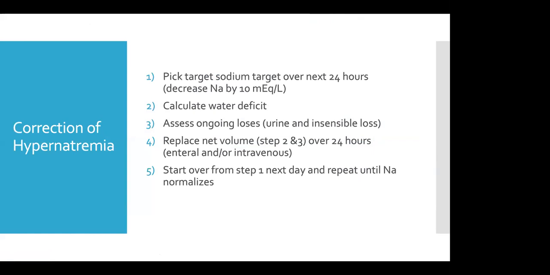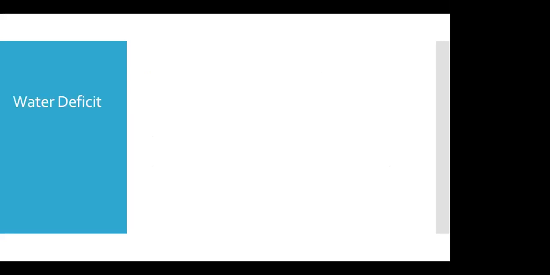So when you're trying to correct hypernatremia, the steps are: first, you pick your target sodium, so decreasing by 10 to 12 for the first day. Then you calculate the water deficit in order to get there. And then you add on ongoing losses from urine and insensible losses. And then you replace the net, so 2 plus 3, in order to get to your target sodium. And then you just basically repeat that step every day until you get to your overall goal.